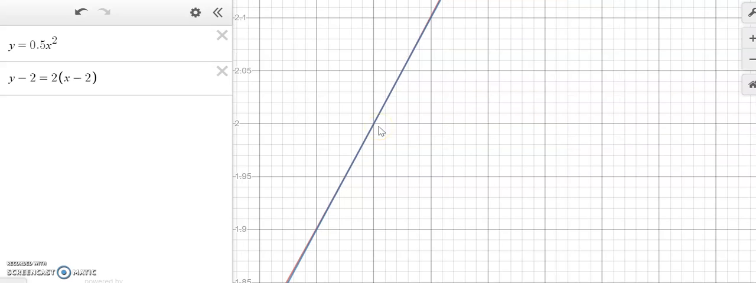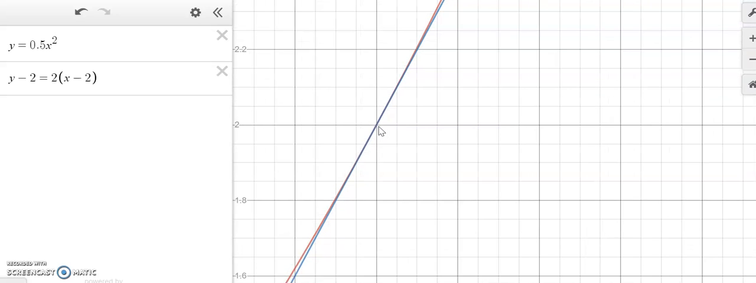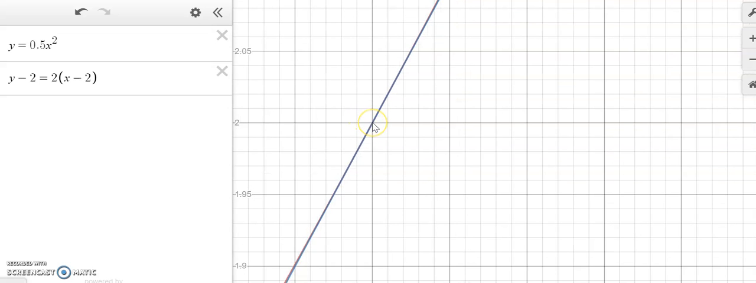Again, let me zoom out. You can see that they're different, but as I zoom in and get really close to this point (2, 2), you can't tell the difference between the blue line and the red curve. So wouldn't that mean that, really zoomed in, the red parabola and that blue line must have the same slope at that point of tangency?